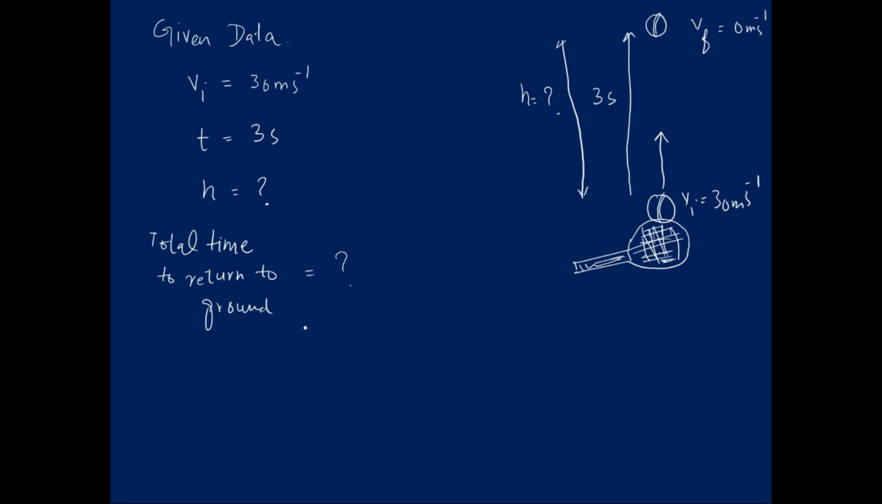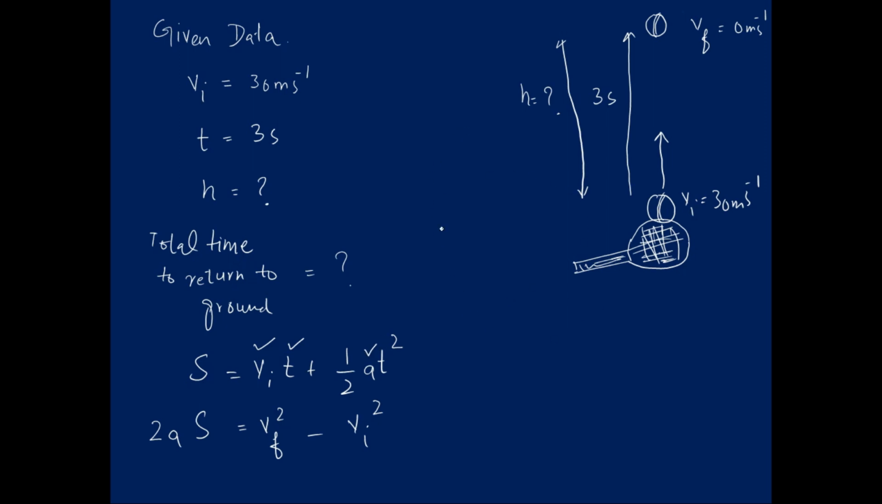To calculate the height, we can use the equations of motion. Here we can use the second equation of motion and the third equation of motion. The second equation of motion: S equals Vi multiplied by t plus 1/2 at square. And the third equation of motion: 2aS equals Vf square minus Vi square. In both of these equations, S is unknown to us. Initial velocity is given, time is given, and acceleration a.